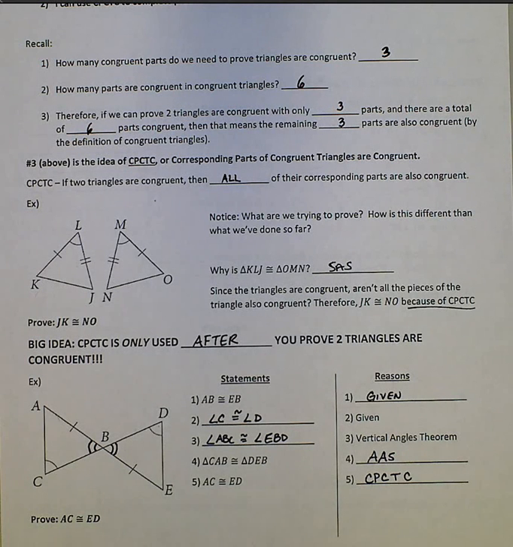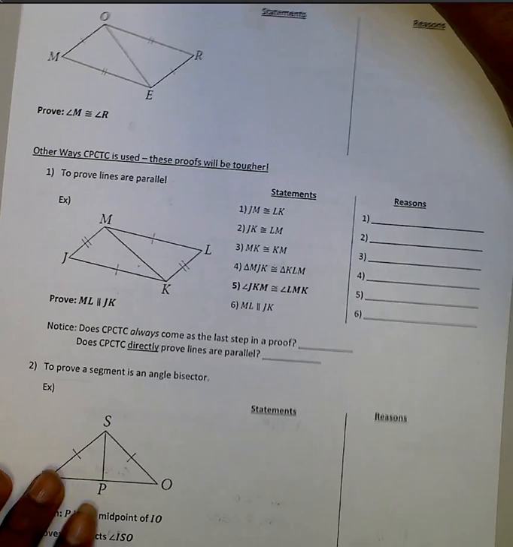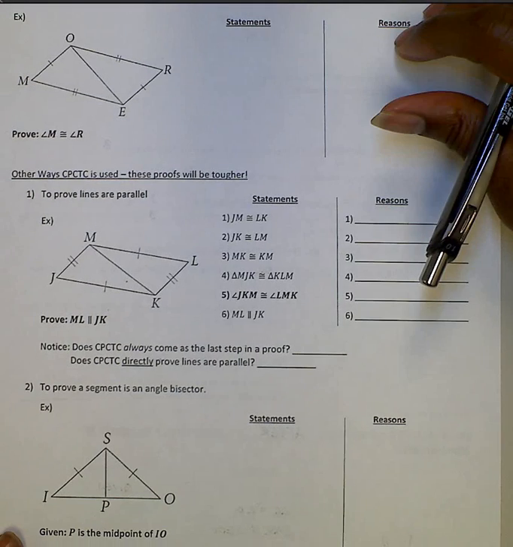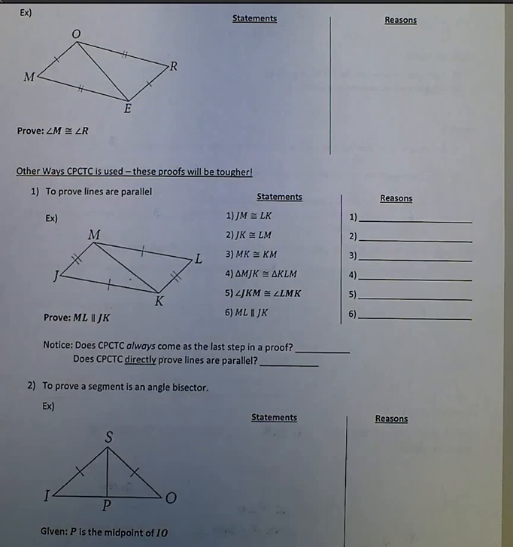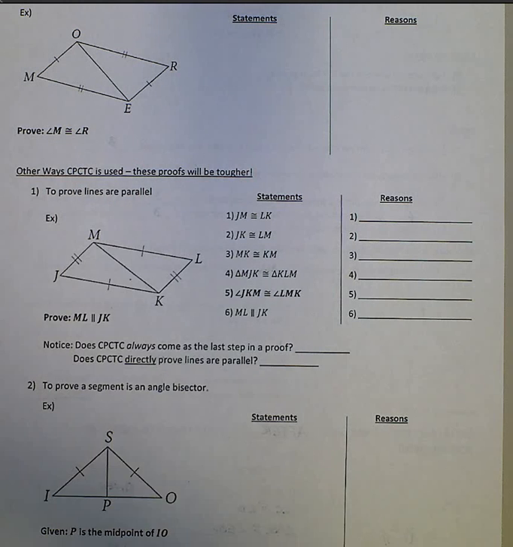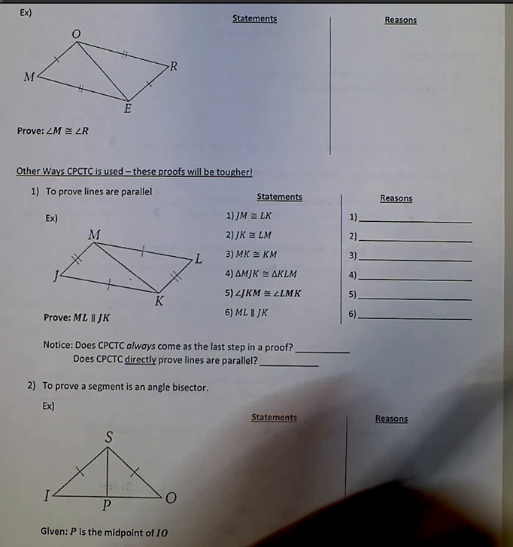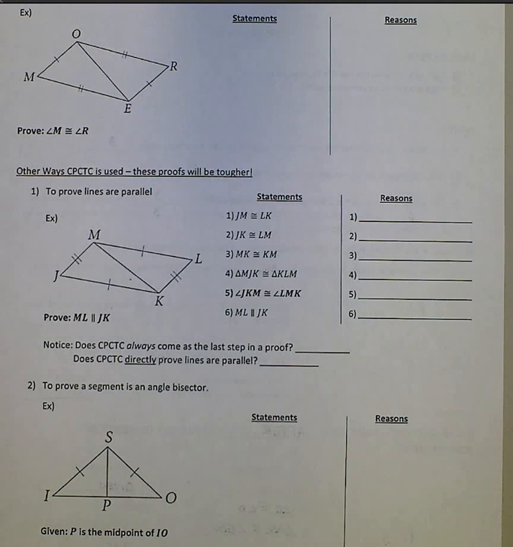Okay? Alright, so that's CPCTC. That's one of the ways that we can use it. Let's go on and practice that in another proof. So here, we're proving that angle M is congruent to angle R. Again, we're not proving 2 triangles are congruent, I'm proving parts of triangles are congruent. So in my mind, I know I'm probably going to use CPCTC.